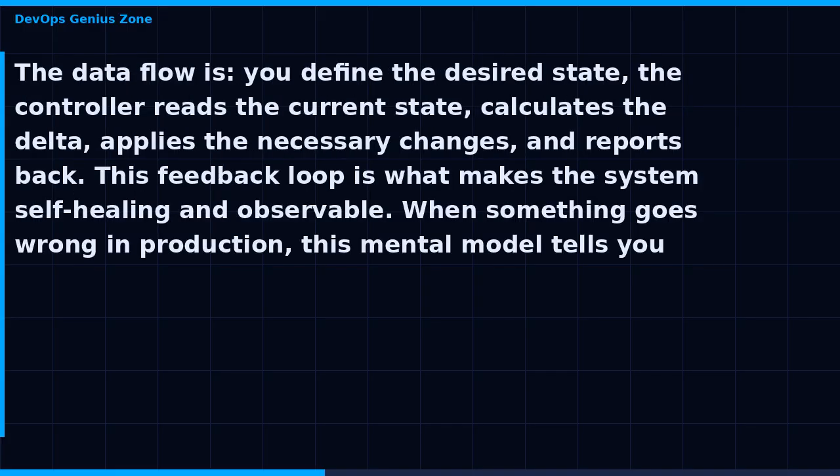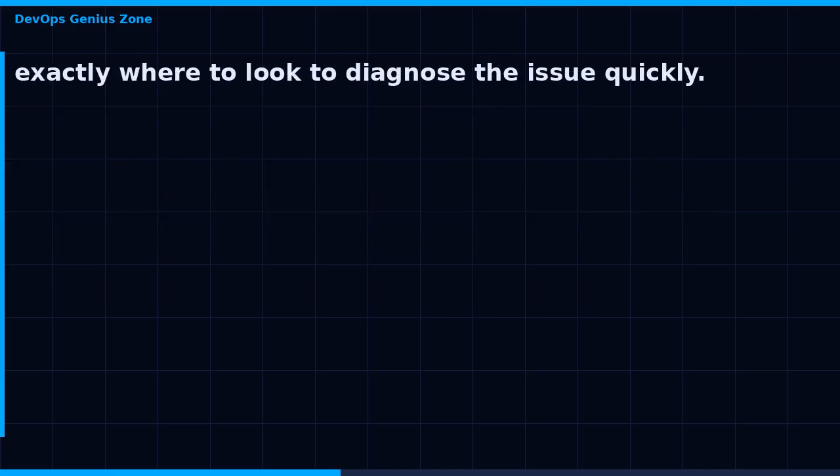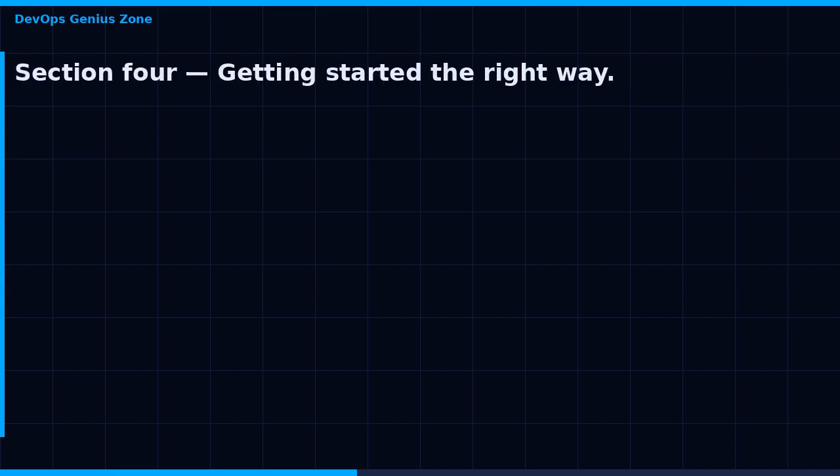Section 4: Getting started the right way. The most common mistake engineers make when learning Kubernetes architecture is jumping straight into configuration without understanding prerequisites and requirements. Here is the correct sequence that senior engineers follow. First, understand the problem before touching any tooling. What exactly are you trying to solve?